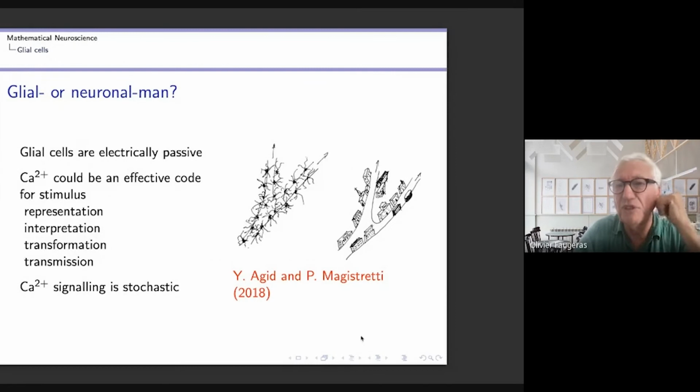Look at this picture, also from the book by Agide and Magistretti. This is a very nice metaphor. These are two avenues in Paris, bordered by buildings, and these are two neurons, two neurons, which are surrounded by astrocytes. And Agide and Magistretti say, okay, suppose we are sitting on a distant planet and we have a nice telescope and we look at Paris. They love Paris. I don't know why, but they love Paris.